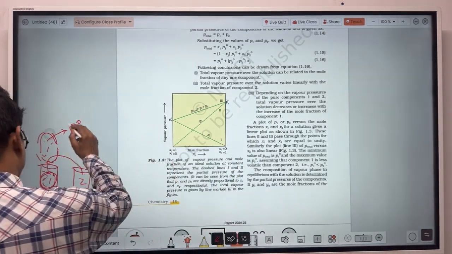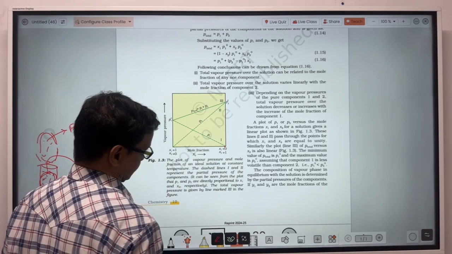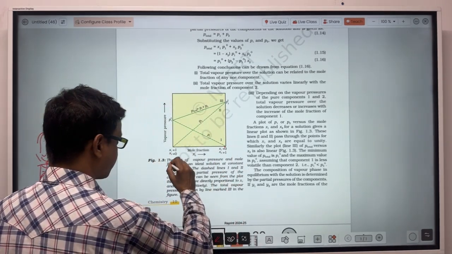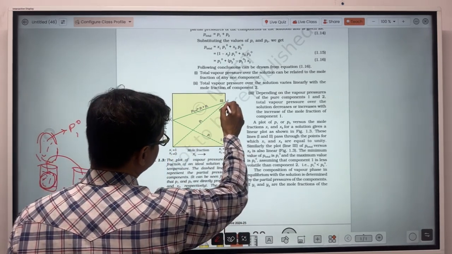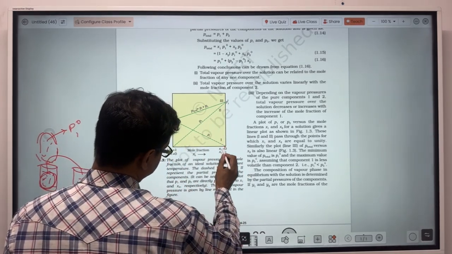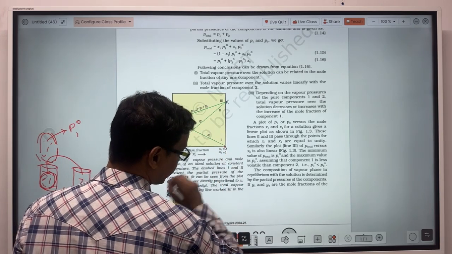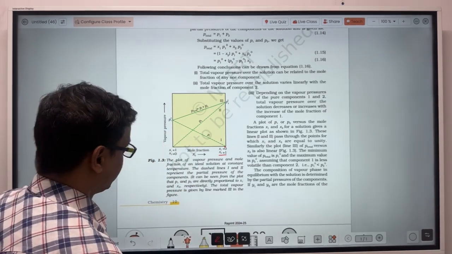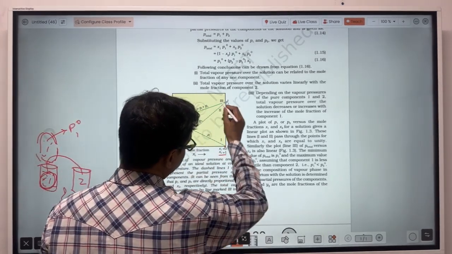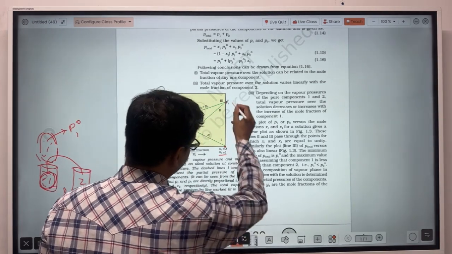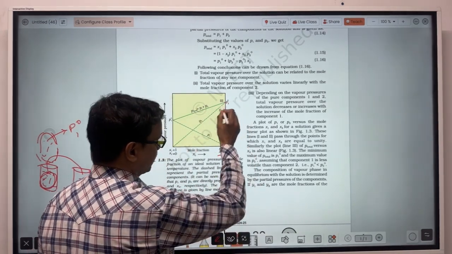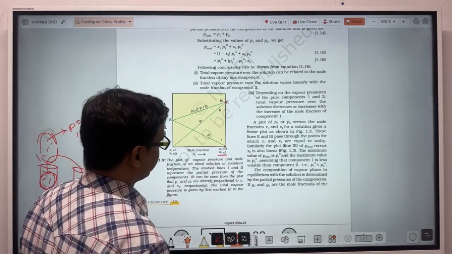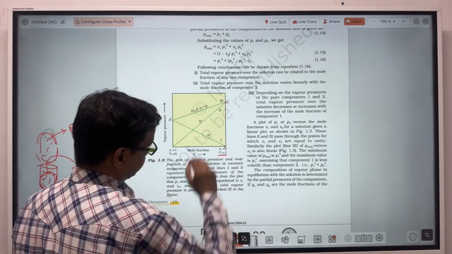Here at this point, chi 1 is nearly 0 and chi 2 is 1. So the vapor pressure of liquid 1 will be 0 here, since chi 1 is 0, and the vapor pressure of liquid 2 will be maximum, or in pure state. So here it is P degree 2. Why here P degree 2? Because chi 2 is 1, so the vapor pressure of liquid 2 will be maximum.